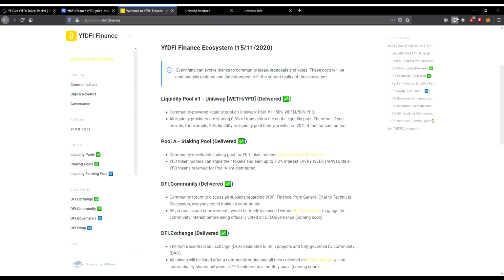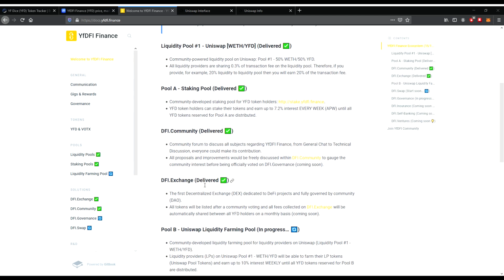YFD. So have a short look on the YFD docs. So what do we see there? There you can see which points are already done. So till DeFi exchange delivered, like you can see there's already happened. Next point, like it looks to me, is liquidity farming pool. It's still in progress, but in the Telegram group they already talk about it, so I think it doesn't take long anymore to be launched.